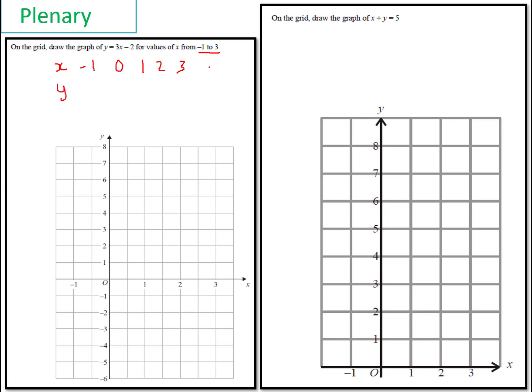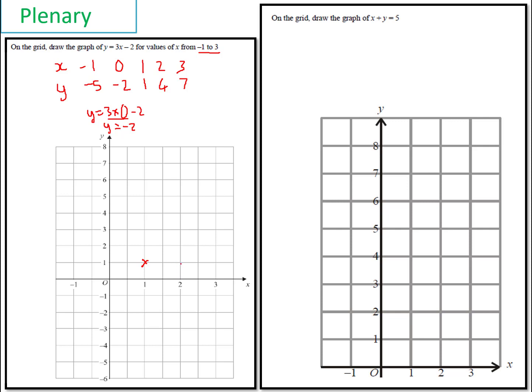Now, let's start with the 0. I always start with the 0, but you can start with the 1 if you prefer. So, remember, 3 times 0 minus 2 is going to give you -2, because this bit is 0. Now 3 times 1 is 3, minus 2 is 1. 2 times 3 is 6, minus 2 is 4. And I know the pattern is going up +3, so I'm going to just put a 7 there, and that's -5. Just plot those coordinates.